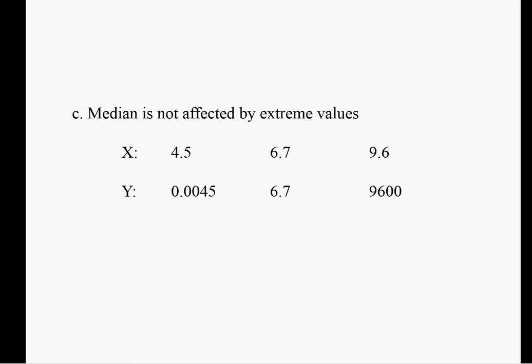Previously, we said that the mean is profoundly influenced by the extreme values in a data set, but for the median that is not the case. For example, here in the first variable, the median is 6.7. For the second variable, you have extreme values, very large and very small values, but the median is still 6.7. So the median is not affected by the extreme values. It's not the same as the mean, which is affected by the extreme values.